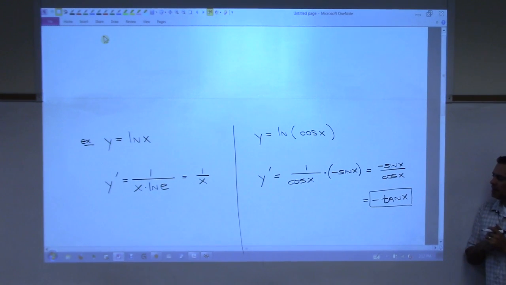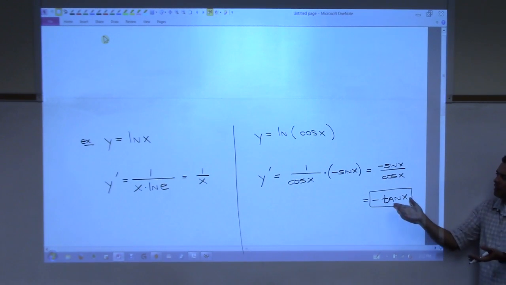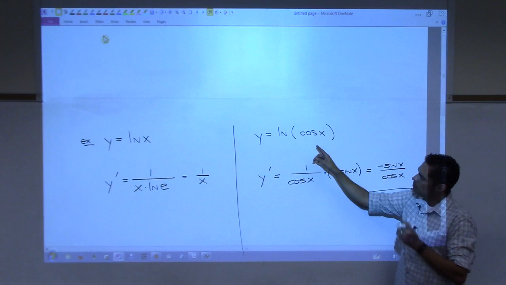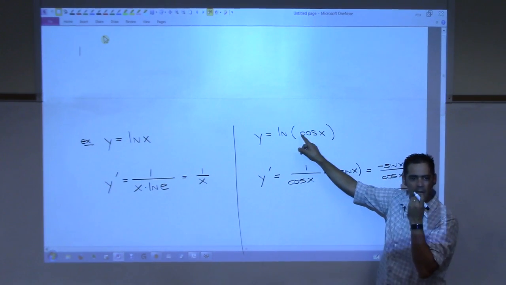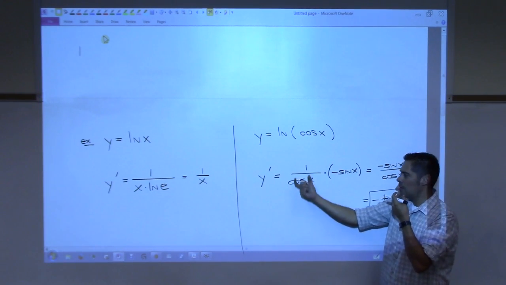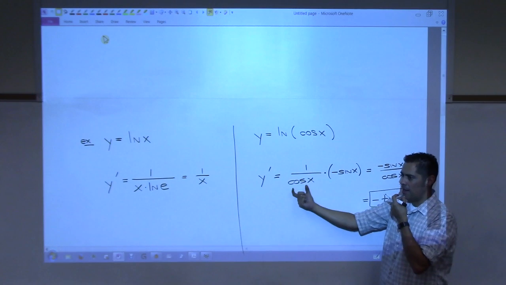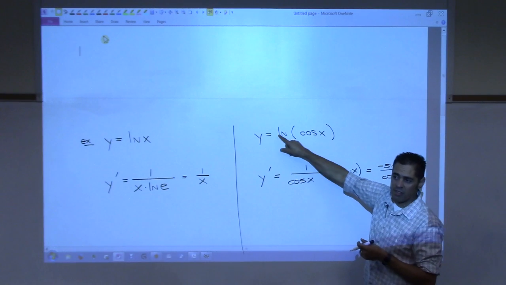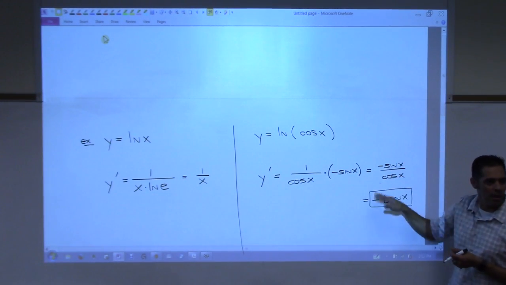How could I have gotten the answer to be tangent x instead of negative tangent x? What would I have had to do? I'm just wondering if you can tell me what that would have had to have been to make this tangent, not negative tangent. You could have had the negative inside the argument, a negative cosine x. No, because that would be 1 over negative cosine, right? And then you would have positive. Yeah, how about a negative in front? Just a negative on the front. Wouldn't that just come along for the ride?